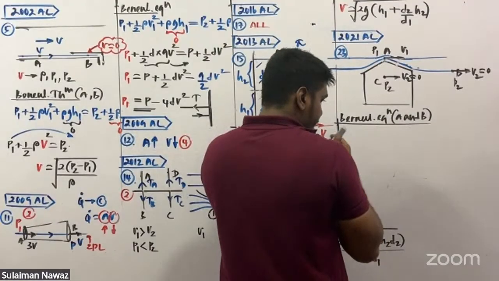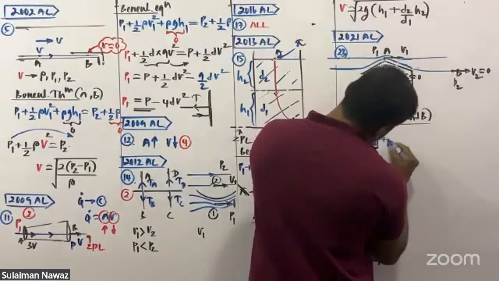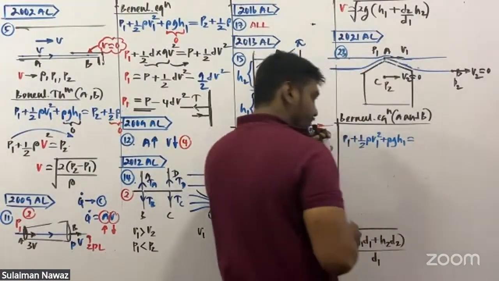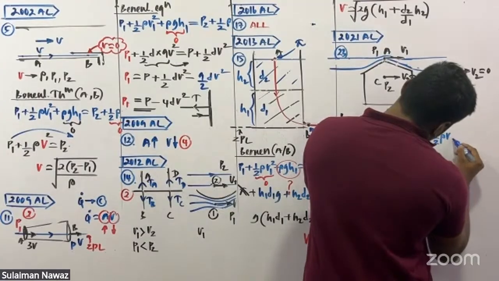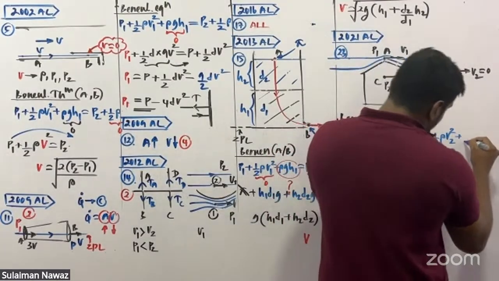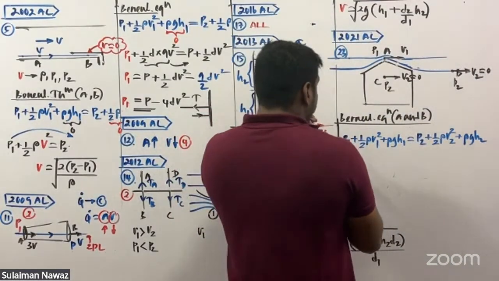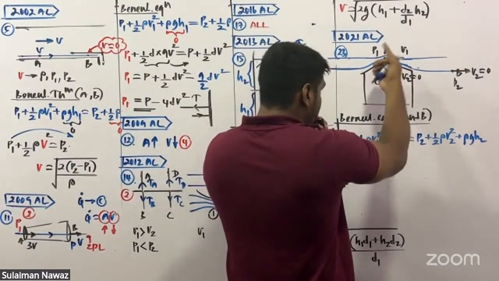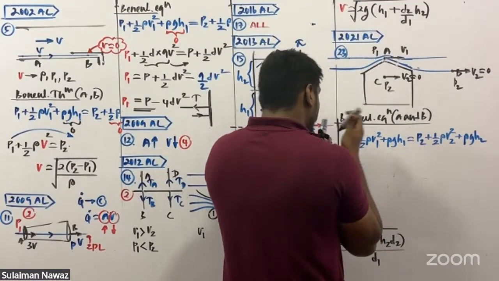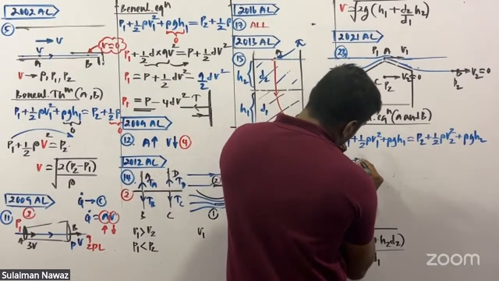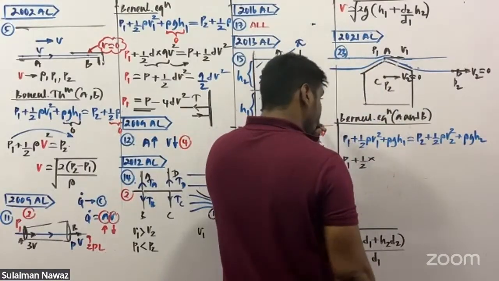Then P1 plus half rho V1 squared plus rho g h1 must be equal to P2 plus half rho V2 squared plus rho g h2. Then P1 is the pressure at point A. I have no idea, they haven't given the pressure, so I just write it as P1, plus half the density of the air. You want to consider the same density above and below.